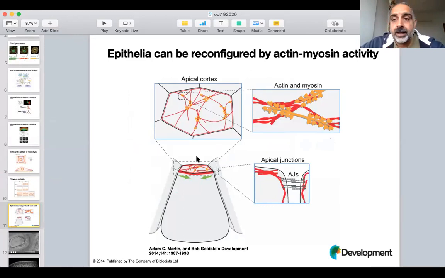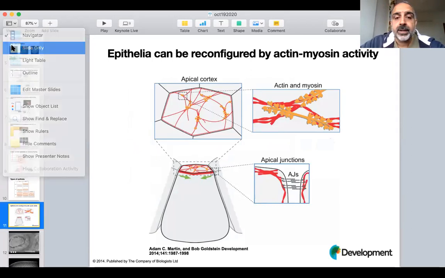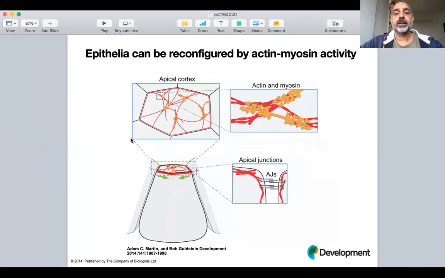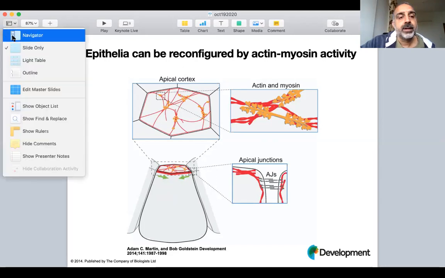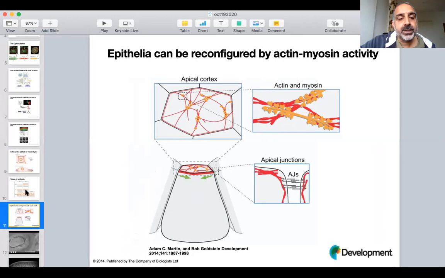Okay. If there are no questions, then let me go back to thinking about epithelia and actin, and just tell you that epithelia can be reconfigured by actin-myosin activity. So, as I mentioned, epithelia form sheets. They are next to each other.